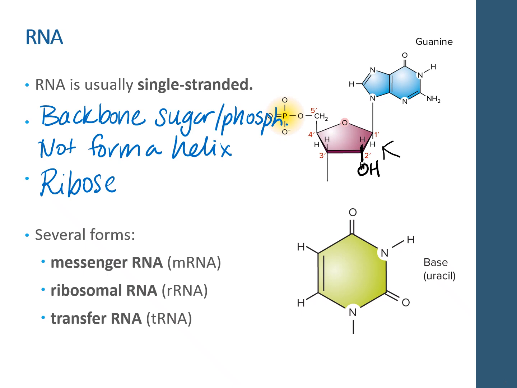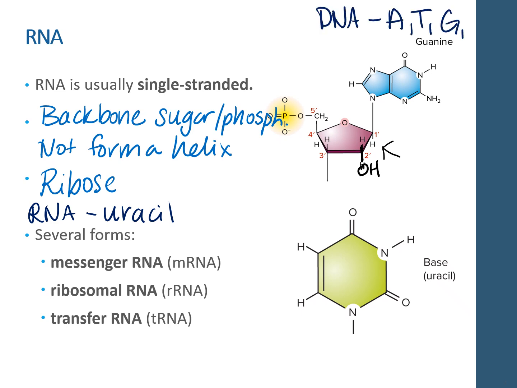Another difference is that RNA contains a fifth nitrogenous base called uracil. Now, if you remember, DNA contained 4 bases: adenine, thymine, guanine, and cytosine. In RNA, we do not have thymine. So there's no thymine in RNA. Instead, we use the base uracil. It's a similar structure, but it's a slightly different molecule.